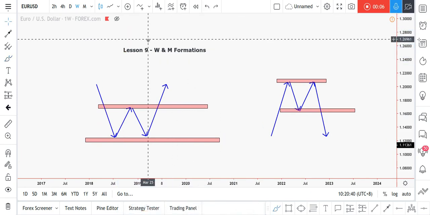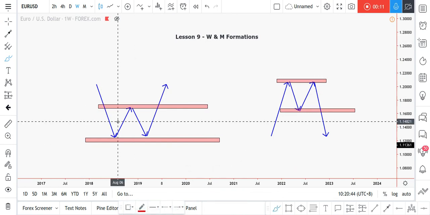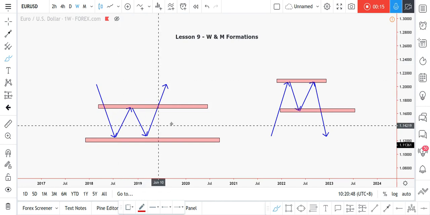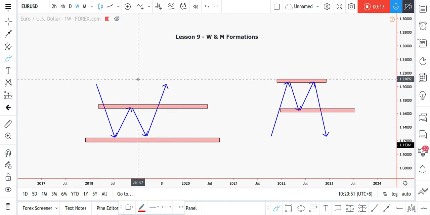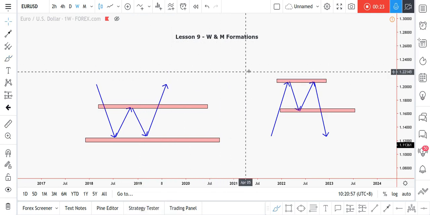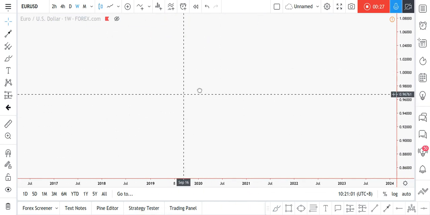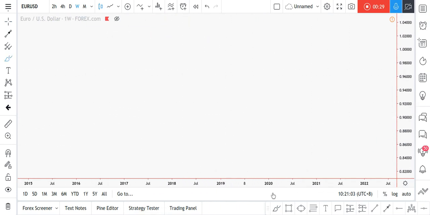So this is lesson number 9, W and M formations. W and M formations are a very important and very successful trading style that you can profit off in the market, as long as you know how to look for a W formation and an M formation. So basically, what we are looking for on a W and M formation, let's have a look at a quick example down here first.